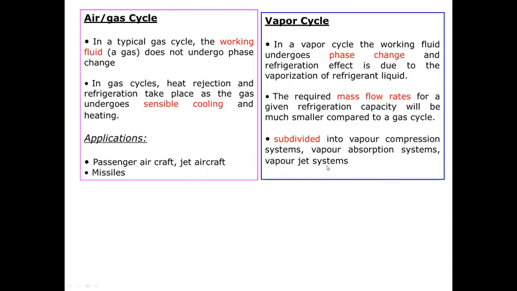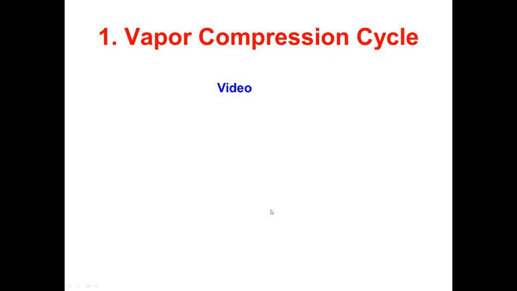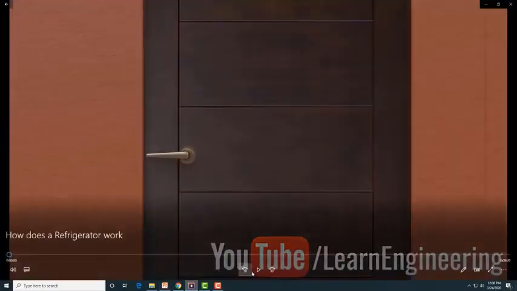For this class, we'll only discuss three types of refrigeration system: vapor compression system, vapor absorption system, and air refrigeration system. So let's see first how the first one, the vapor compression system, works: the different components and the working principle.